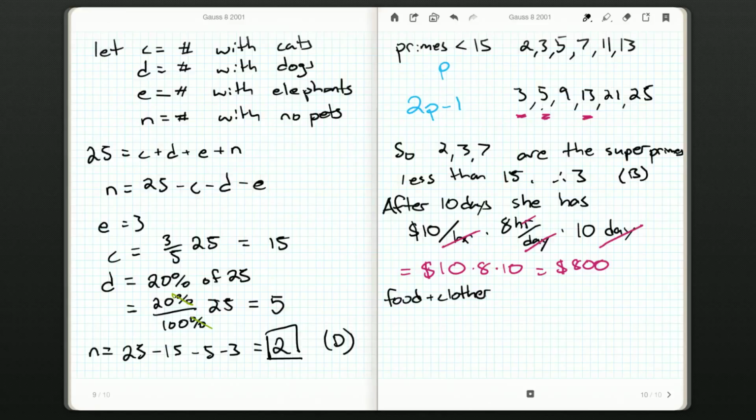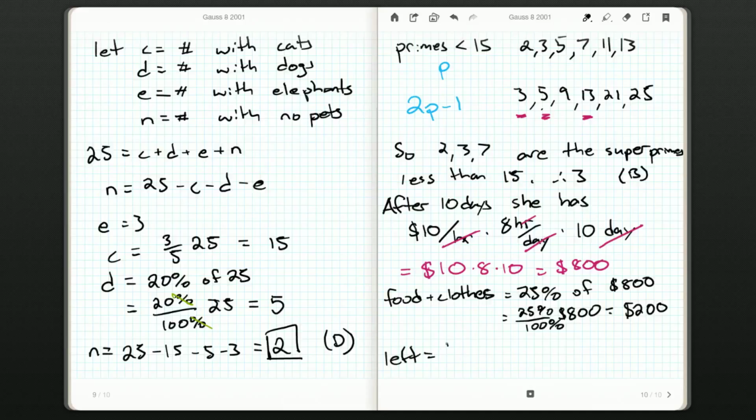So how much money goes to food and clothes? Well, it's 25% of $800. And how do we figure out percents? Well, we first turn them into fractions and multiply. So this is going to turn out to be a quarter. These percents will cancel out, and this will be 25 over 100, which is a quarter. A quarter of 800, which is $200.